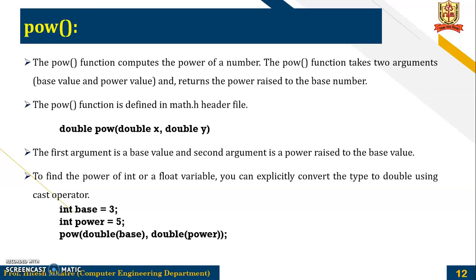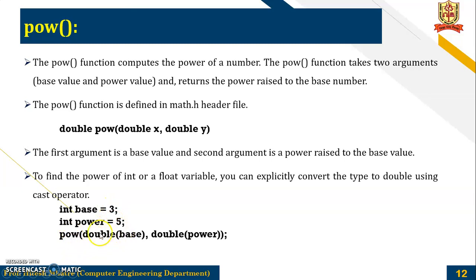Next is power. This function is used to compute the power of a number. The power function takes two arguments, a base value and the power value, and it returns the base raised to the power. The syntax is double pow(double x, double y). Here x is the base and y is the power. So here we can see int base is 3, int power is 5, which means we are calculating 3 raised to 5.